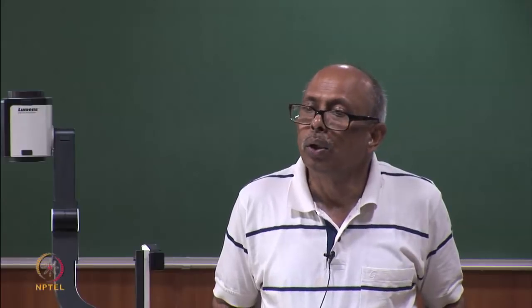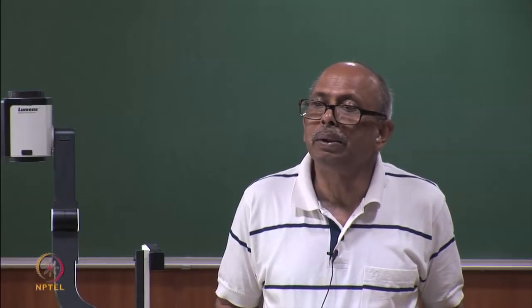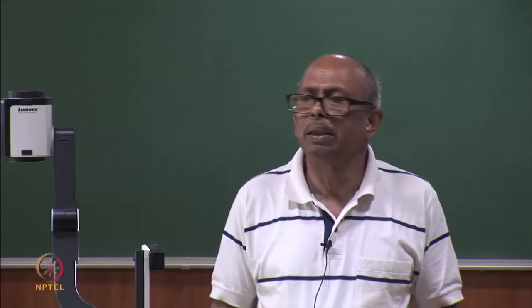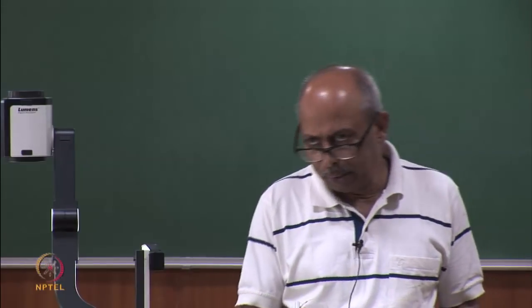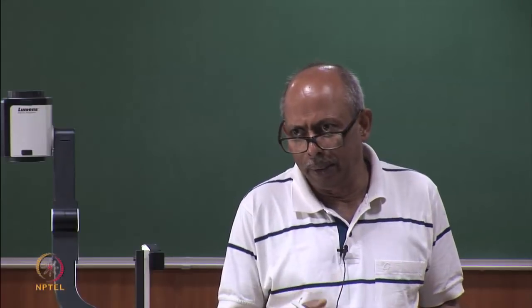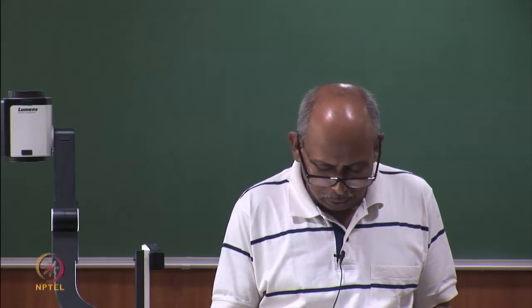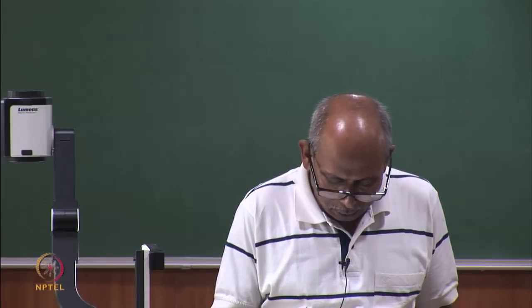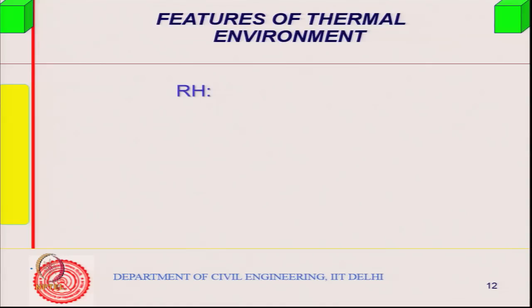Anyway, relative humidity can be measured through the hygrometer, and one way is to measure both the wet bulb temperature and the dry bulb temperature, right. So, that is how we measure relative humidity.